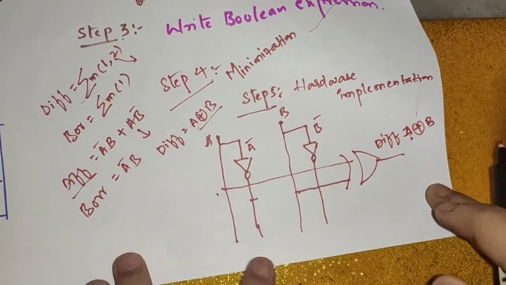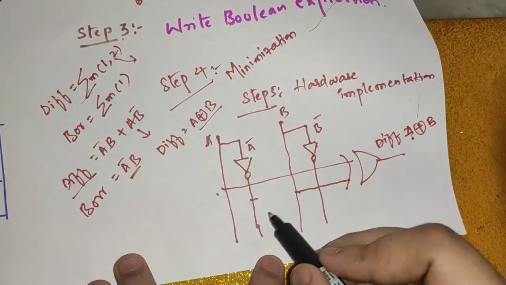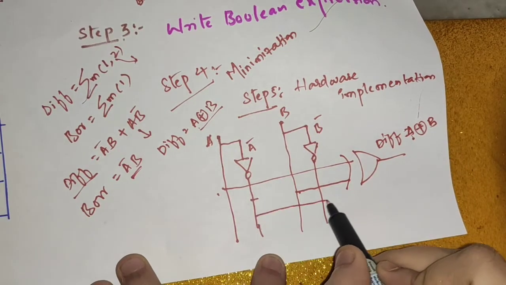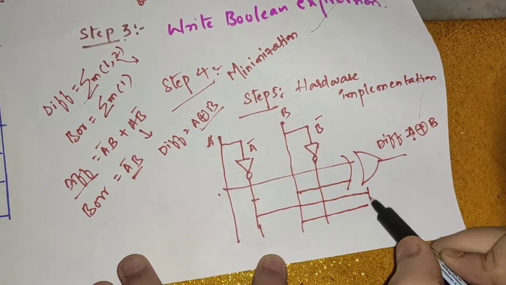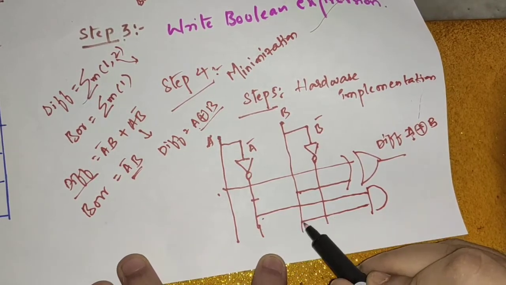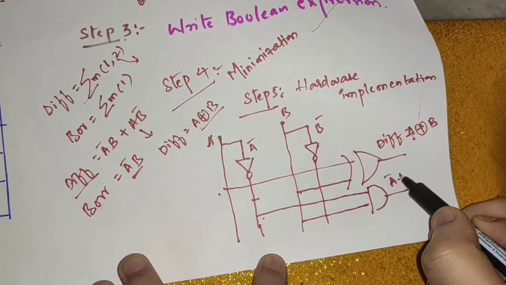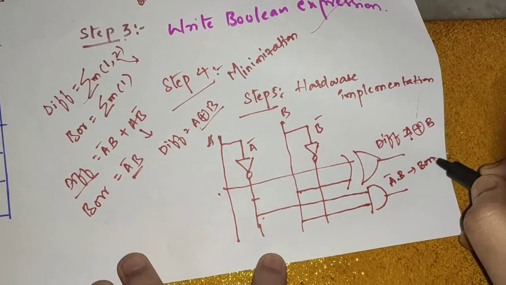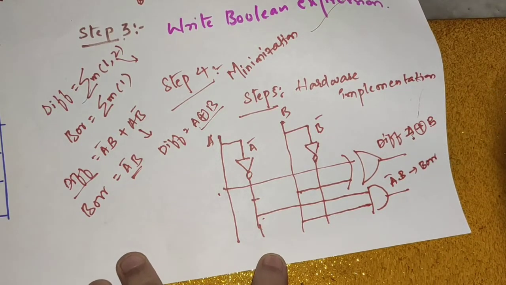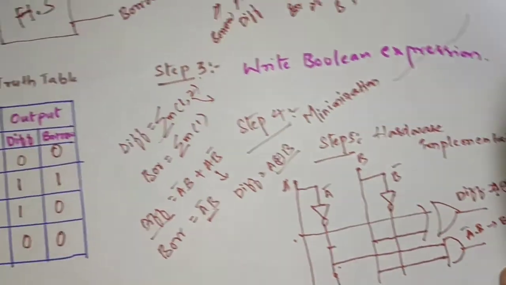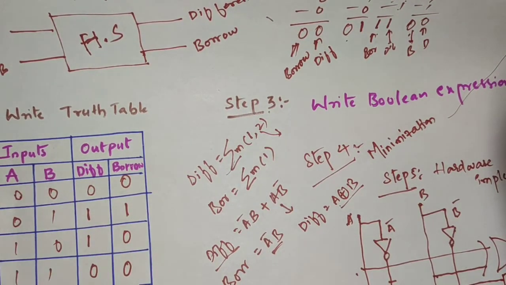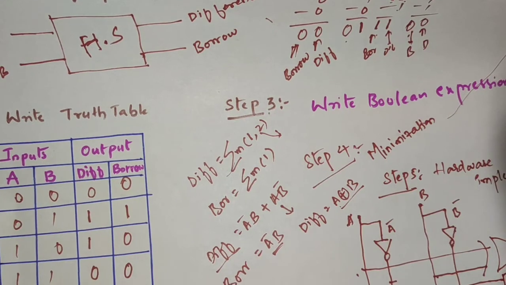Next, borrow is nothing but A bar B, right? There is an AND operation between A bar and B. So construct the AND gate between A bar and B. We get A bar dot B. This is the borrow. In this way we draw the logical diagram, and we design the circuit of the half subtractor. In the next video we will see the full subtractor. Thanks for watching the video. Thank you.